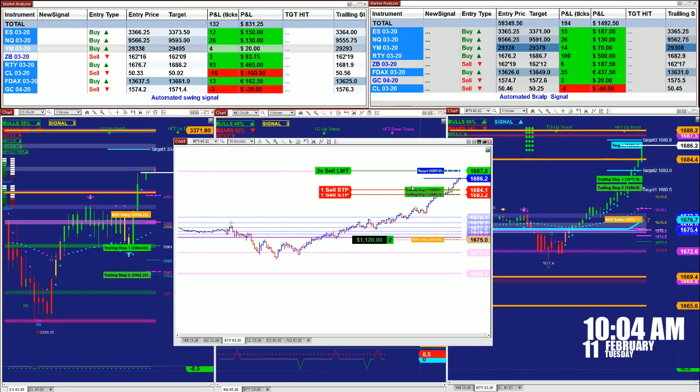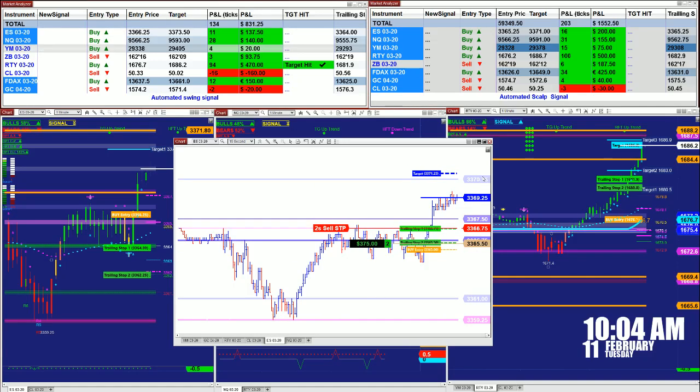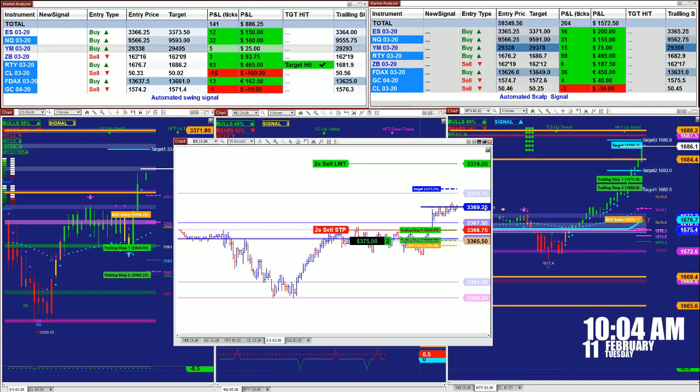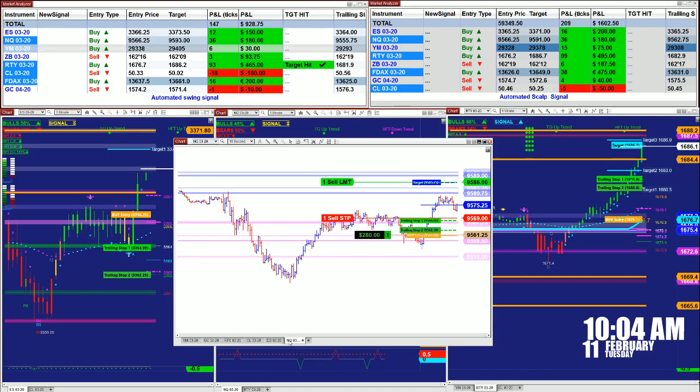This one here is about to hit the target. Nothing is gonna hold it. On the ES, we have 375, 285. This is a problem here.